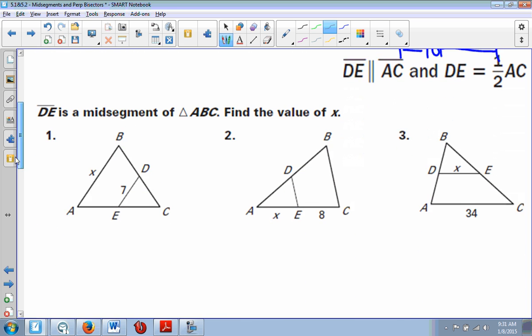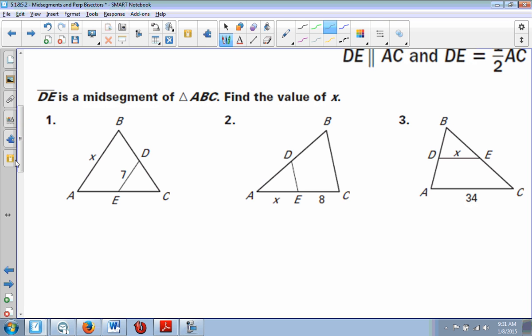So moving down, we're just going to look at some problems here. So you're told that DE is the mid-segment, meaning that from D to E connects the midpoint to a midpoint. So the relationship between the mid-segment and the third side of the triangle, the mid-segment is exactly half of that third side, meaning that x has to be double that 7, which means that x in this case would be 14. It has to be twice as large as the mid-segment. Also, the mid-segment is half of that length. You can look at it either way.